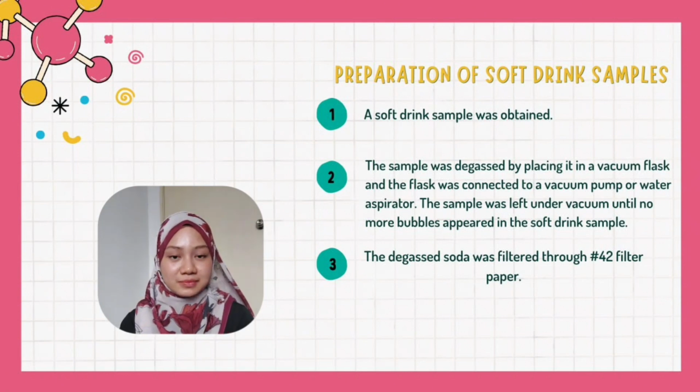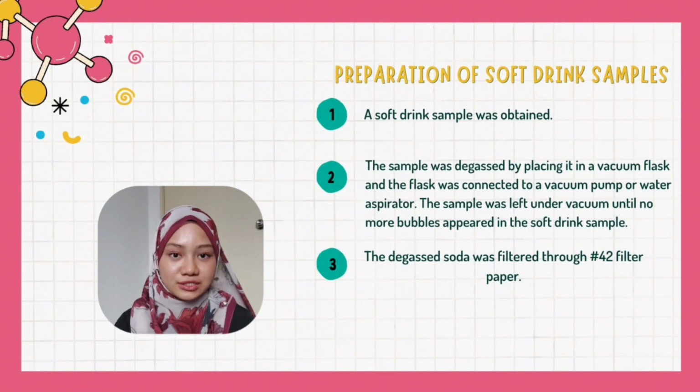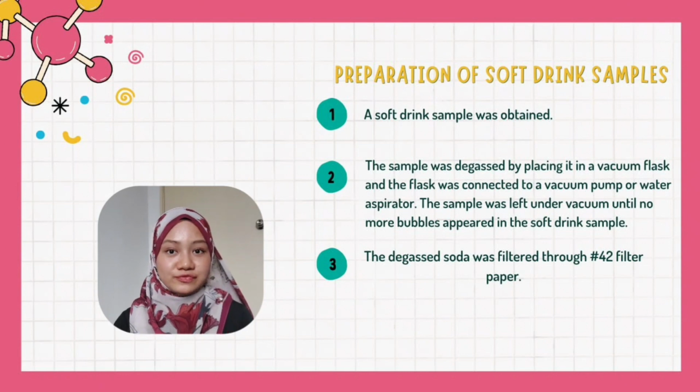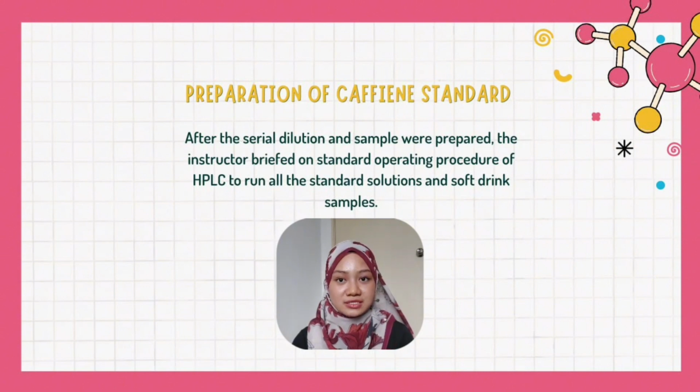Firstly, a soft drink sample was obtained. The sample was degassed by placing it in a vacuum flask, and the flask was connected to a vacuum pump or water aspirator. The sample was left under vacuum until no bubbles appeared in the soft drink sample. Lastly, the degassed soda was filtered through filter paper. The last step is preparation of HPLC for sample testing.